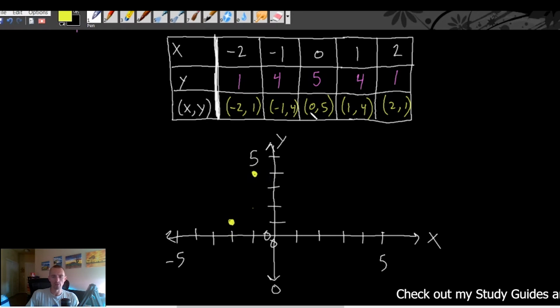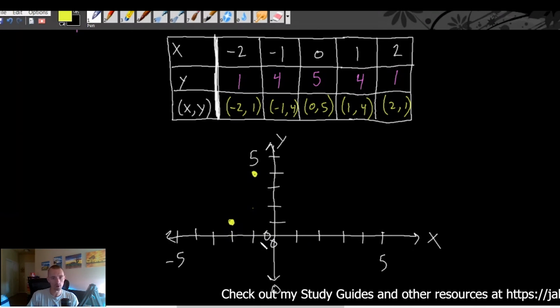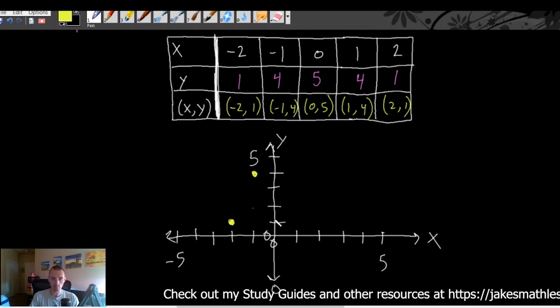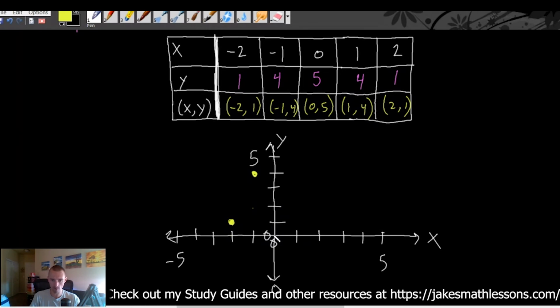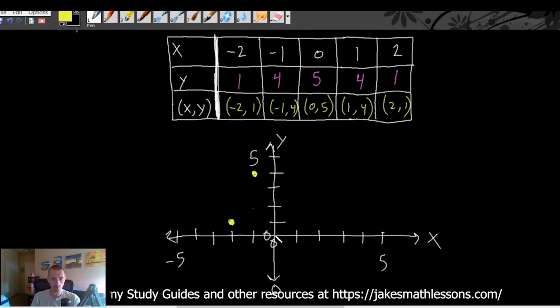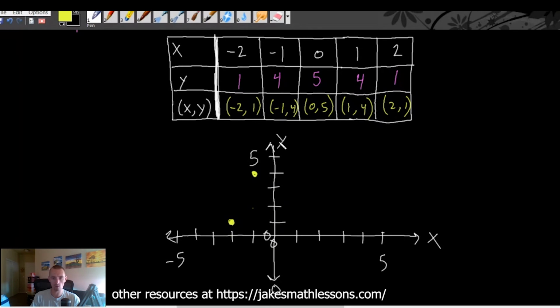Okay. So then we have 0, 5. So whenever one of those numbers is 0, that means you're going to be on one of these axes. So since the first number is 0, first we go left or right. Well, if the first number is 0, we don't go left or right at all. We just move 0 units. So we stay at our y-axis. Then we're going to go up or down from there. Since our second number is 5, that's positive. We're going to go up 5 units from there. So up 5 units on the y-axis puts us right there.